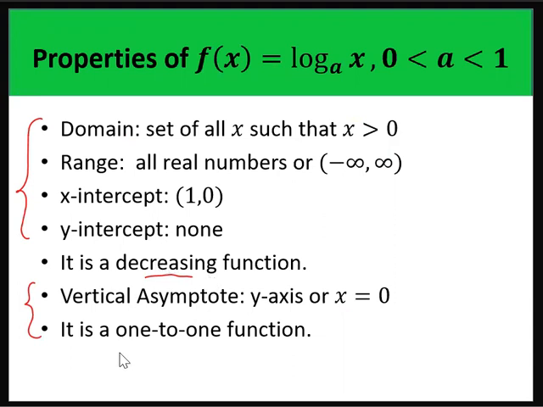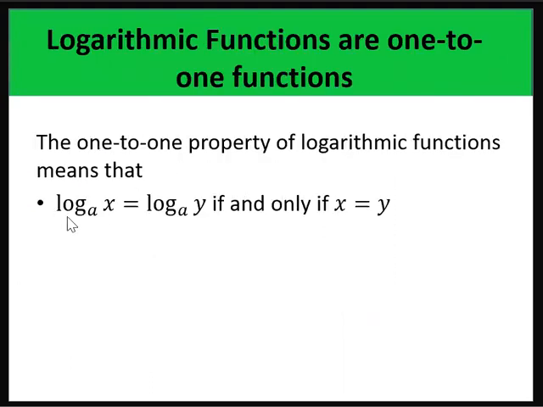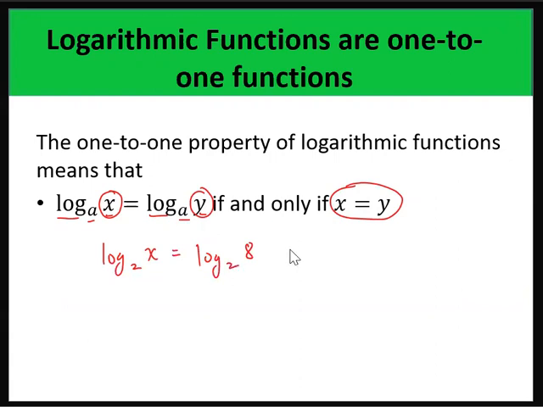Now, since the logarithmic function is also a one-to-one function, that means that whenever we have the logarithm of x to the base a equals the logarithm of y to the base a, that means that their parameters x and y must be equal. So whenever we have, let's say, the logarithm of x to the base 2 equal to the logarithm of 8 to the base 2, this means that x is equal to 8. So this one-to-one property can be used later on in solving logarithmic equations.